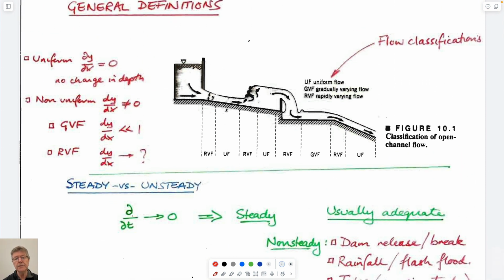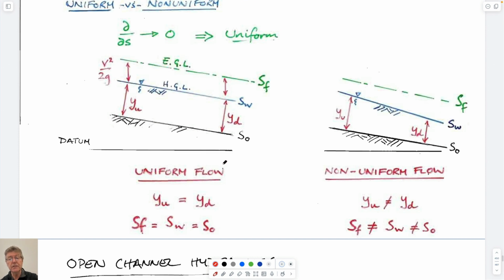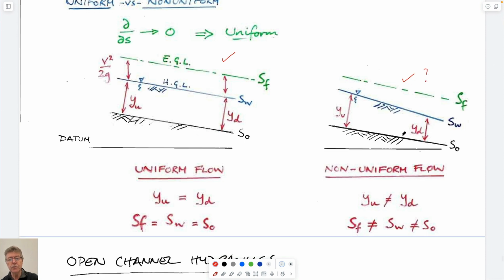So we talked about classifications before. Uniform flows, upstream and downstream velocity depths are the same. Gradually varying flows where it varies slightly from upstream to downstream, and rapidly varying flows would be things like a hydraulic jump that we just looked at in the video. This is just a repeat from previous. This is what we've done. This is what we would like to do today. So non-uniform flows.